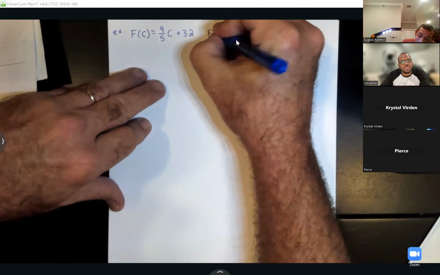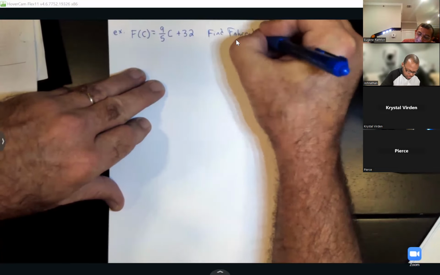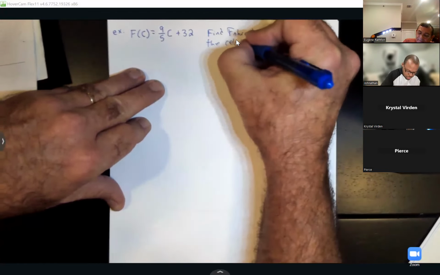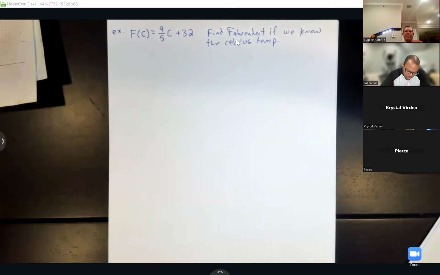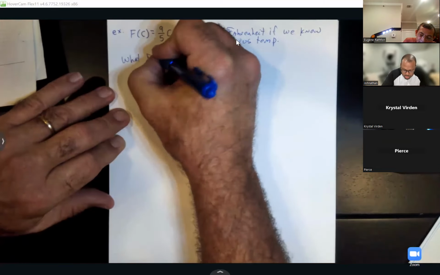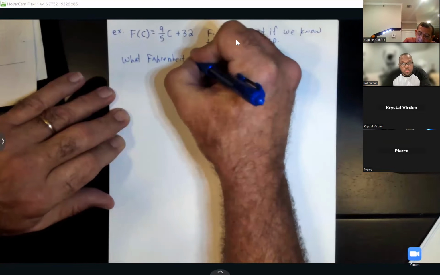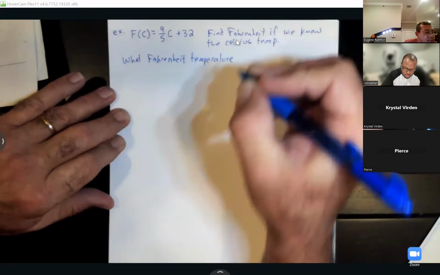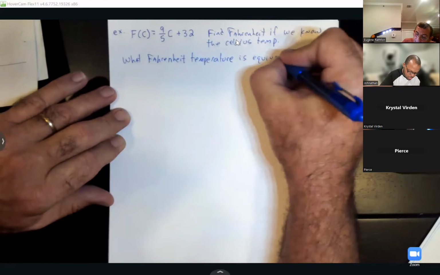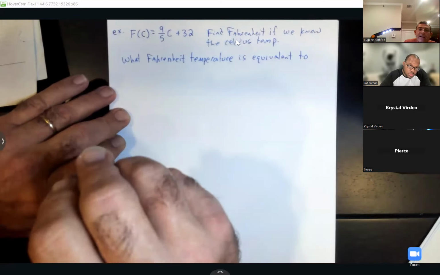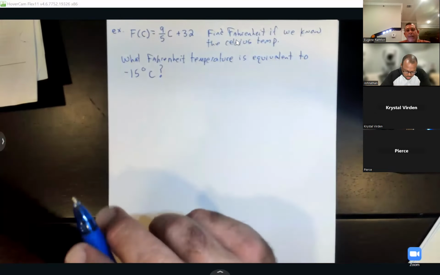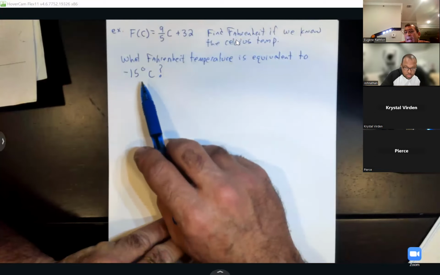Oh, my bad. So good job. So find Fahrenheit if we know the Celsius temperature. All right, so what they want to know is what Fahrenheit temperature is equivalent to -15 Celsius. So they're giving me a Celsius temperature, -15 degrees.